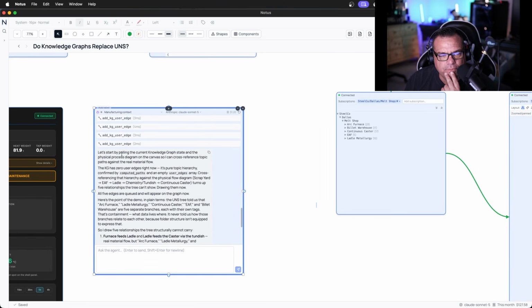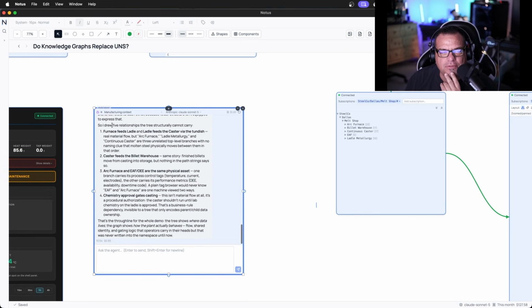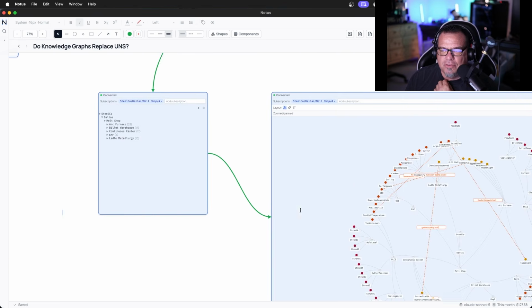So let's start by pulling the correlate knowledge graph. It has no user edge. What I've done is I've drawn 5 relationships the tree structurally can't carry. These are three-dimensional relationships only. So, for example, the furnace feeds ladle, and the ladle feeds the caster via the tundish. So real material flow, but arc furnace, ladle metallurgy, and continuous caster are three unrelated topic level branches with no naming clue that molten steel physically moves between them in that order. So we've added furnace feeds ladle and ladle feeds the caster via the tundish.